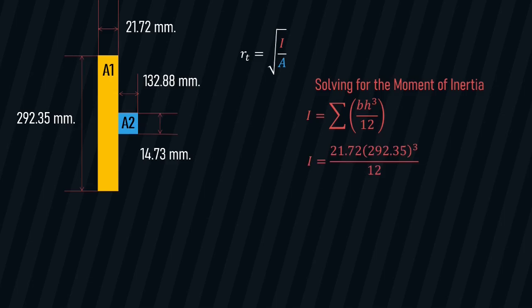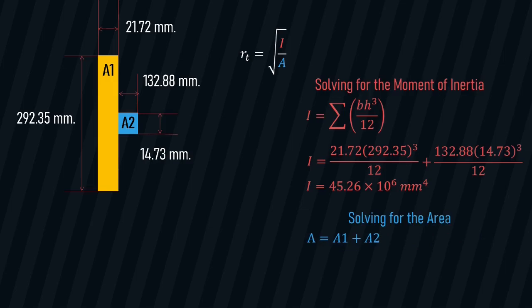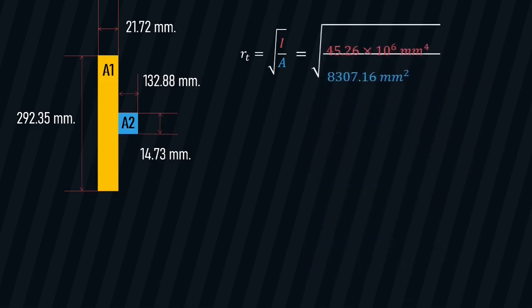For A1, we have 21.72 times 292.35 cubed over 12. And for A2, we have 132.88 times 14.73 cubed over 12. And the result is 45.26 times 10 raised to 6 mm raised to 4. Solving for the area, we only need to sum all the areas, A1 plus A2. For A1, we have 292.35 times 21.72. For A2, we have 14.73 multiplied by 132.88. And the result is 8,307.16. And we'll use this result in the formula.